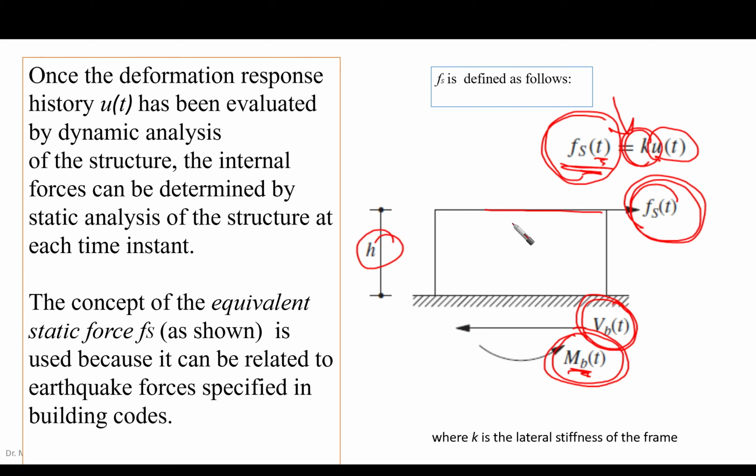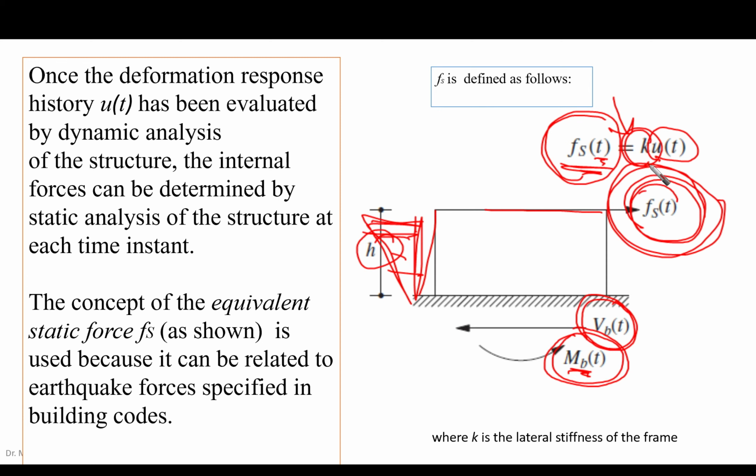So this concept is a very famous concept in earthquake engineering: the concept of equivalent static force, which is f of s, as shown. It is used because it can be related to the earthquake forces specified in building codes. Building codes are interested in this. They say that they are going to give a kind of force that is applied laterally to the structure, and f of s, based on our understanding of this system, is most suitable for them.